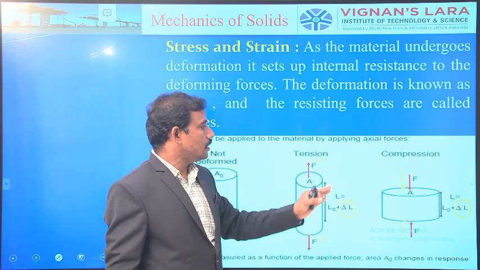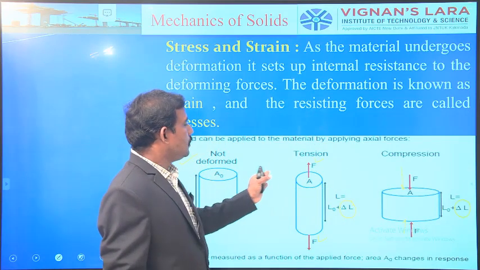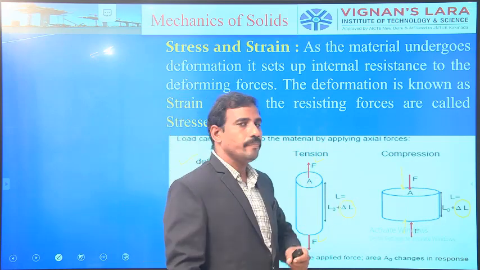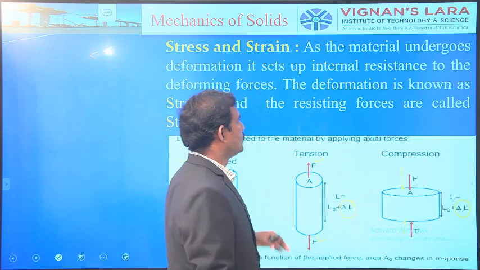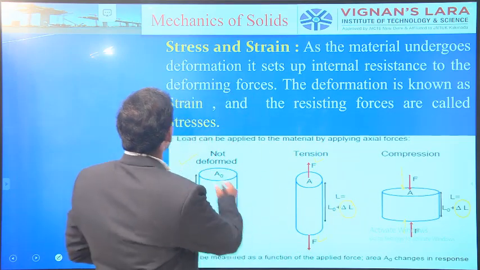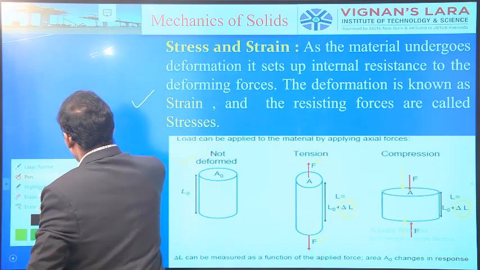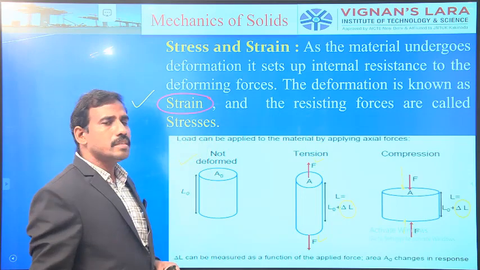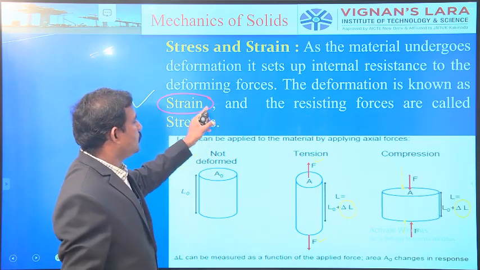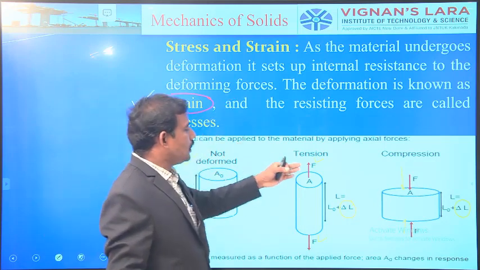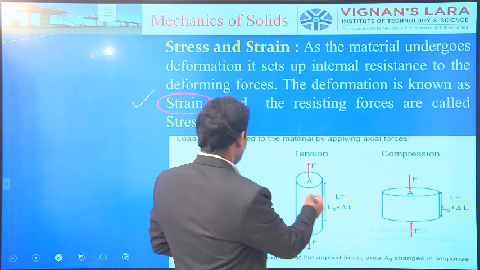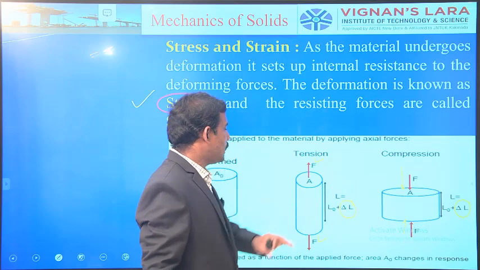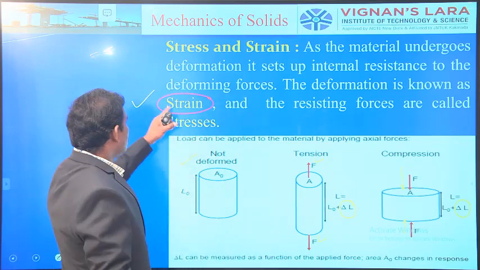We can conclude that there is a change in dimensions, or change in length, whenever the body is subjected to a force. The change in length is called strain. What is meant by strain? Mathematically, it is the change in length divided by the original length. The original length of the body is L0 and the change in length is delta L. The ratio delta L by L0 is called strain mathematically.